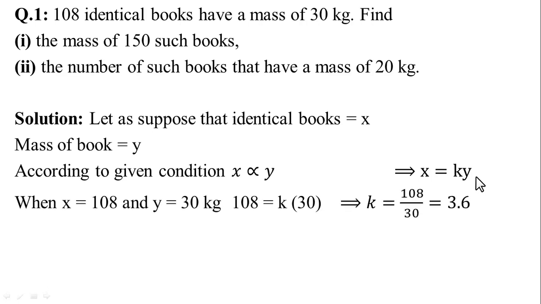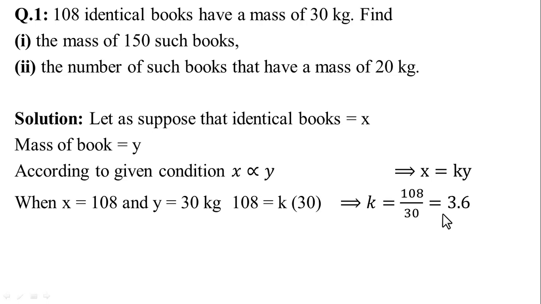Now when x is equal to 108 and y is equal to 30 kg, putting in this equation, 108 is equal to k into 30. Here 30 is divided on the other side. This implies that k is equal to 108 divided by 30. 108 divided by 30 is equal to 3.6. Now the value of the constant is equal to 3.6.